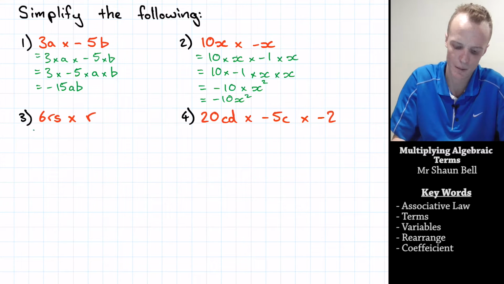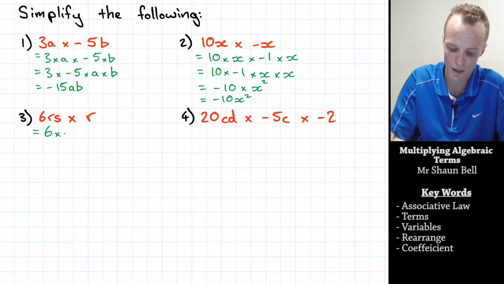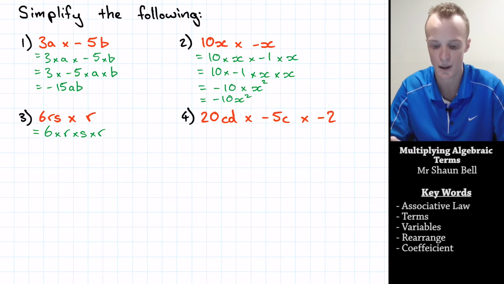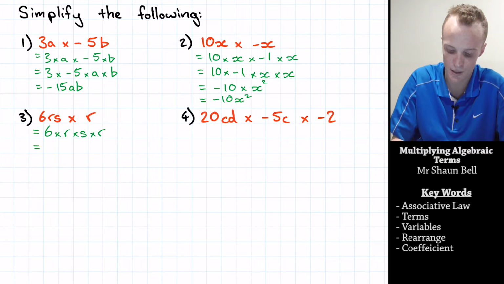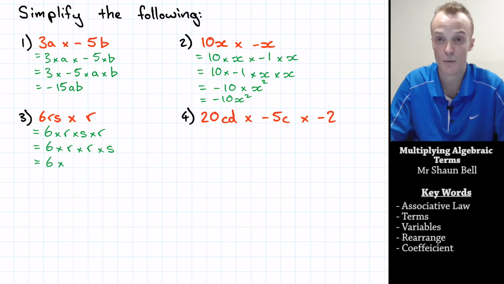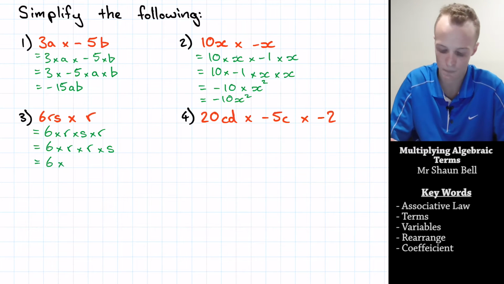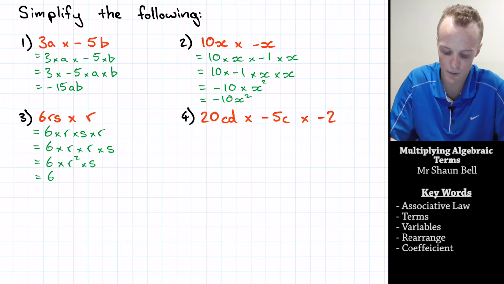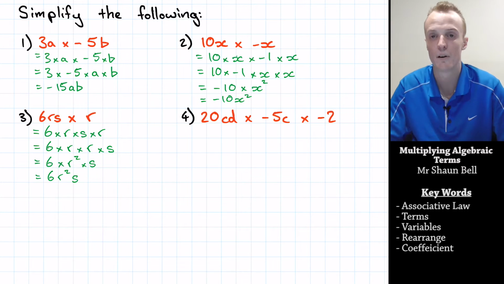So the next problem, let's start by breaking it apart. So this is 6 times r times s times r. The associative law says we can rewrite this in whatever order because there's nothing but multiplying here. So let's put the numbers first, so it's 6, then the letters in alphabetical order. It's going to be times r times r times s. Now because 6 is on its own, we just leave that there, so it's equal to 6, then r times r is going to be r squared. So it's times r squared. Then s is on its own, so it just times as s. So therefore, our final answer is 6 times r squared times s, which we can write like that.